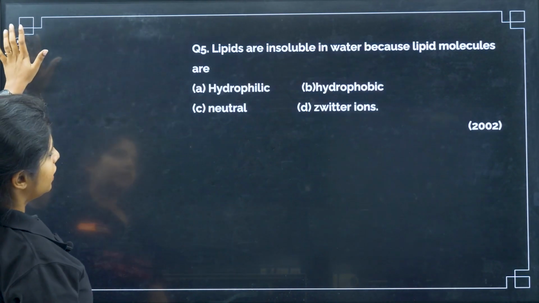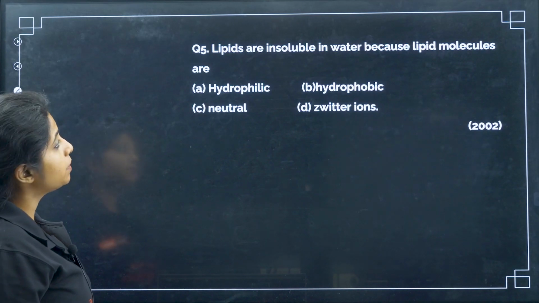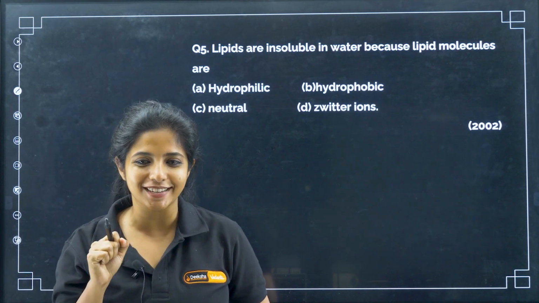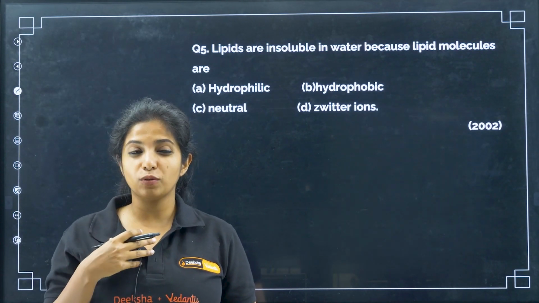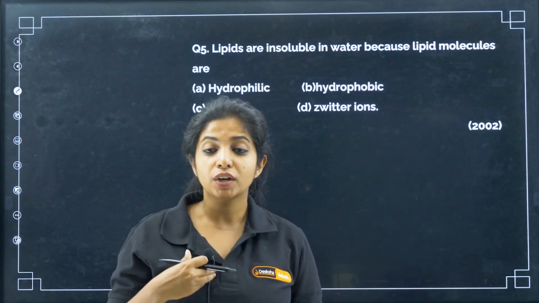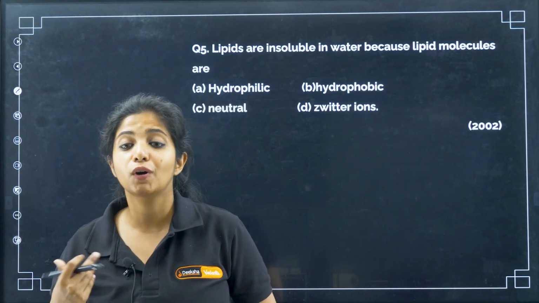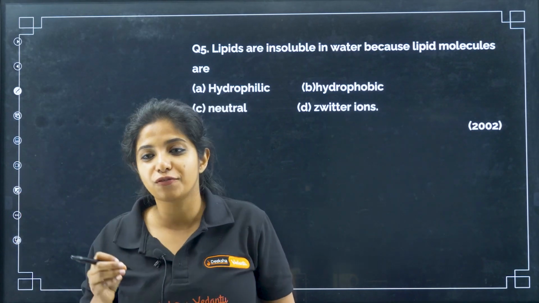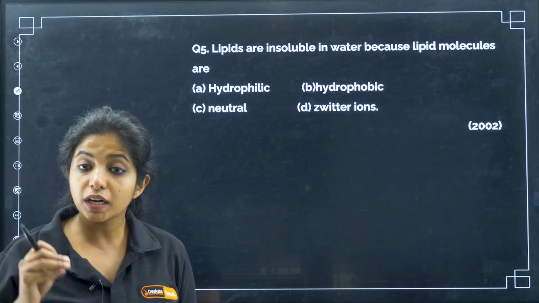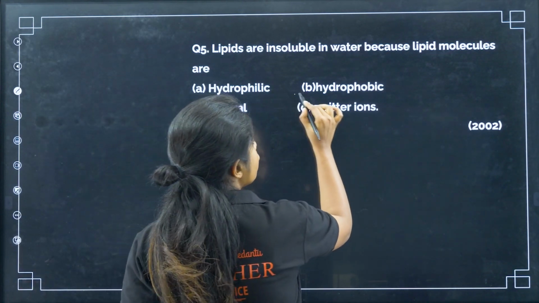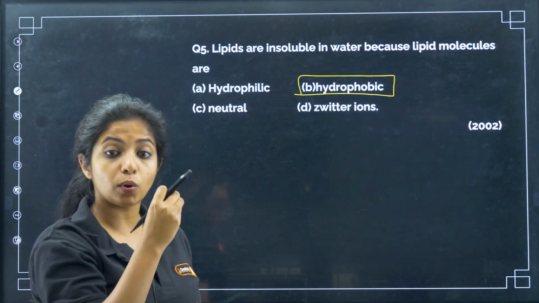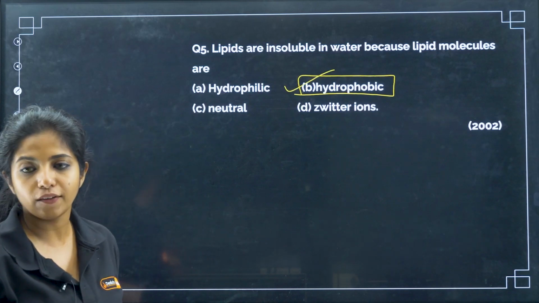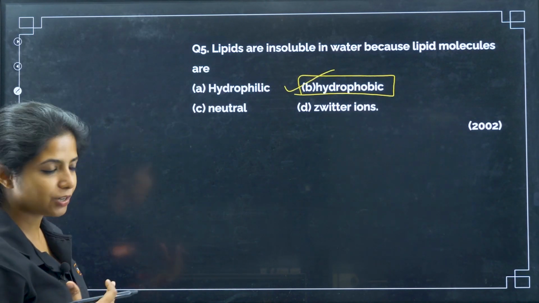Okay, cool. Next, lipids are insoluble in water because lipid molecules are what? They are insoluble in water. That means they hate water. Whenever you have a fear of something, you have a phobia, right? Similarly, when lipid molecules do not like to go in the water, we call this hydrophobic nature. So lipids are insoluble in water because lipid molecules are hydrophobic in nature, not hydrophilic. Hydrophilic means water loving, not neutral, not zwitterion. Lipid is hydrophobic, which is why it is insoluble in water.